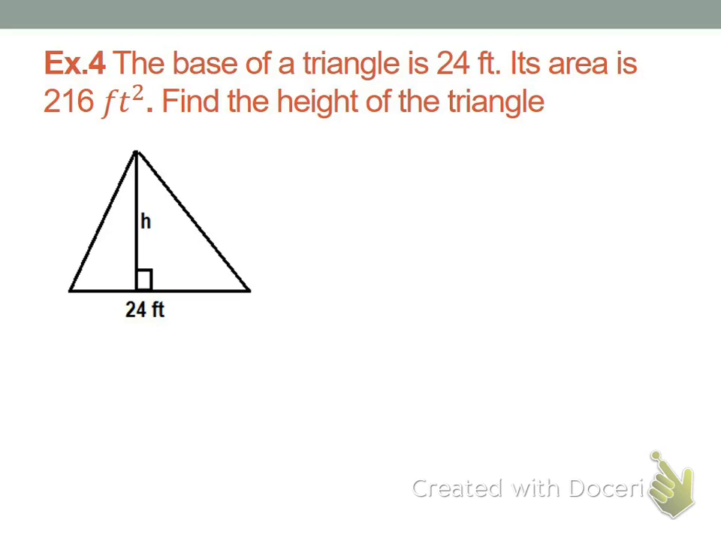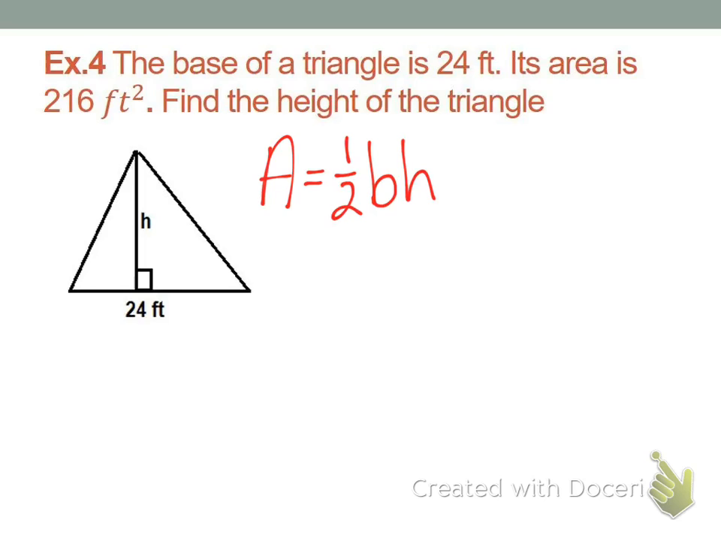All right. The base of a triangle is 24 feet. Its area is 216 feet squared. Find the height of the triangle. So now we're working a little bit differently. We were told the area, and we're trying to find some missing information from our triangle. Our formula for area of a triangle is A equals 1/2 base times height. So let's plug in what we know.